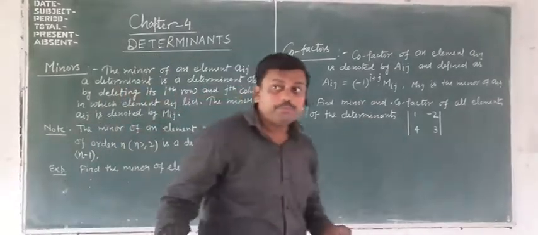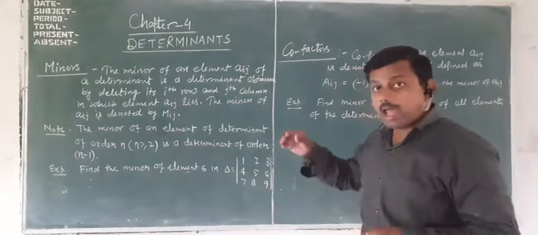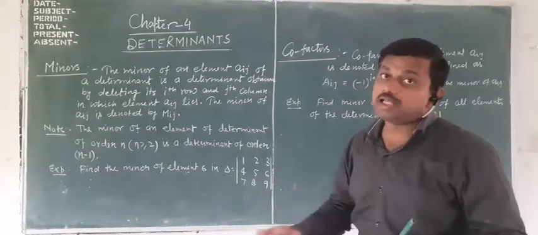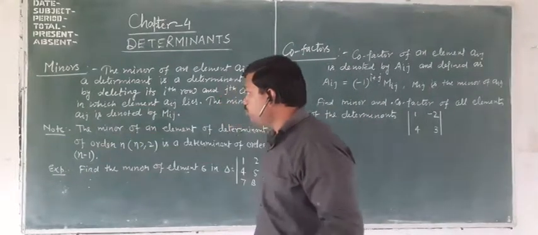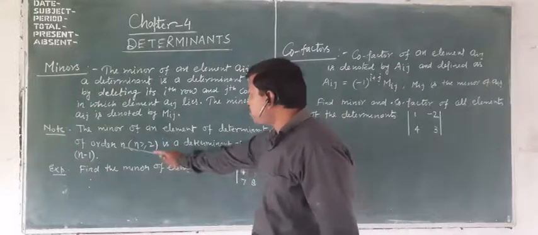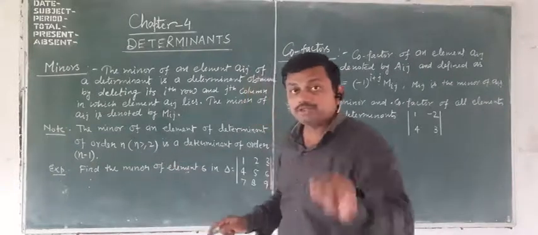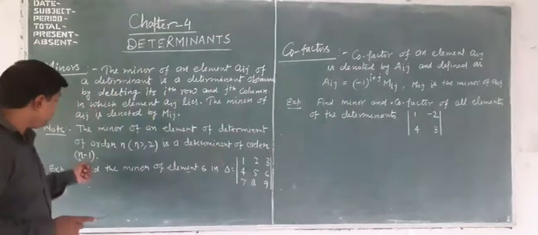I have told you that the minor of every element of the determinant is also a determinant. So this is the most important note: the minor of an element of a determinant of order n, where n must be greater than or equal to 2, is a determinant of order n minus 1.